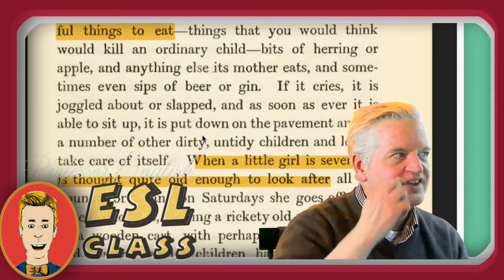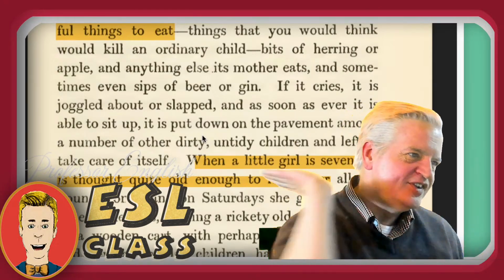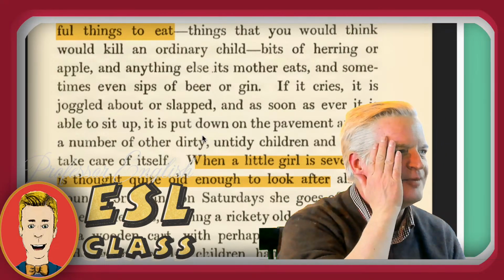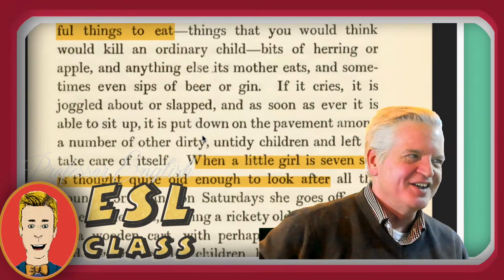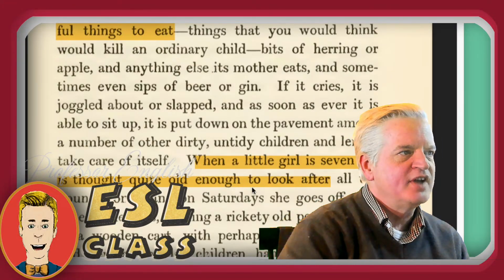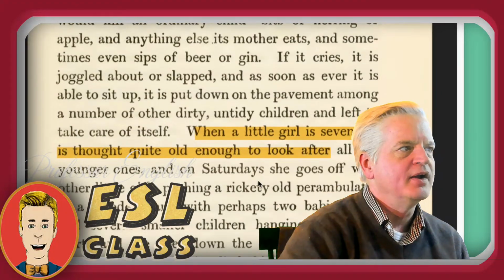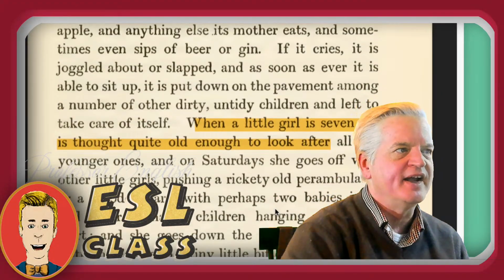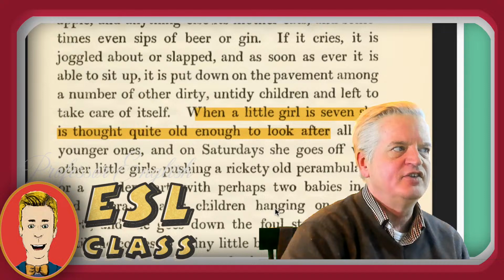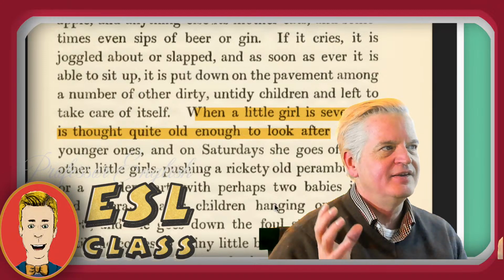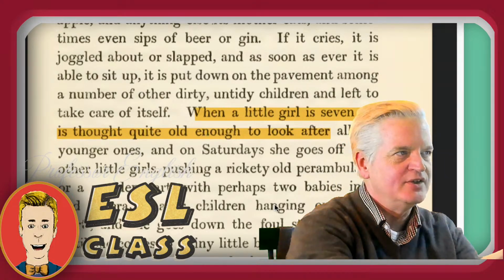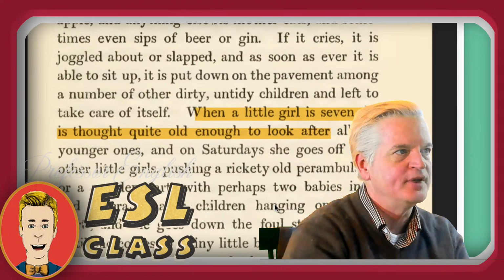If it cries, it is joggled or slapped. Ow, I really slapped myself. And as soon as ever it gets able to sit up, it is put down on the pavement among a number of other dirty, untidy children and left to take care of itself. So when it sits up, when it's awake, the mothers put it in the street or on the sidewalk. That's what the pavement means.